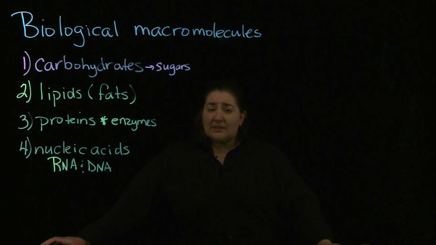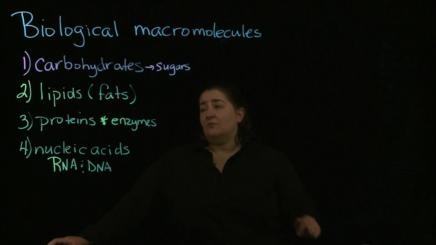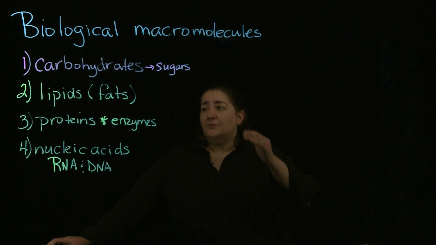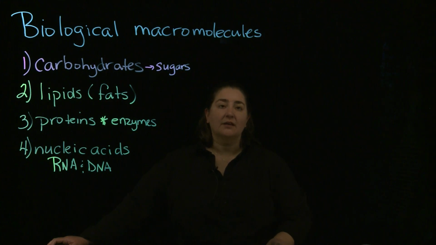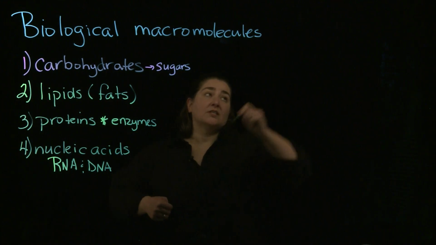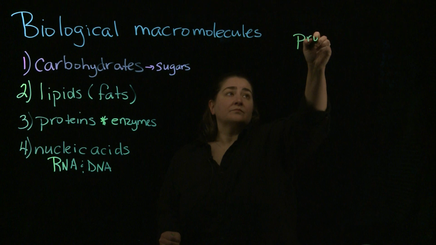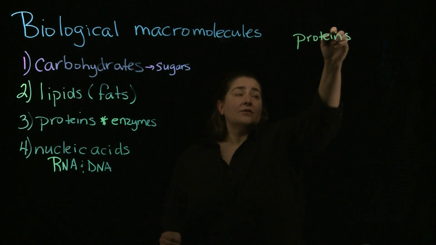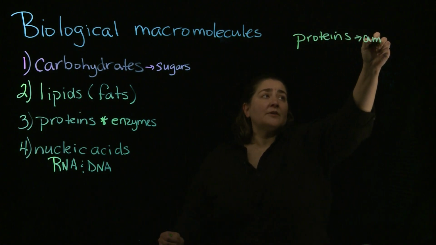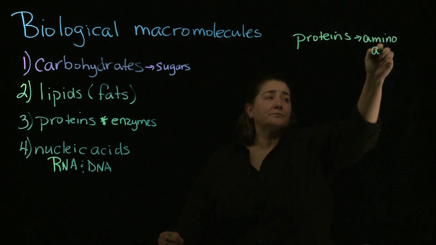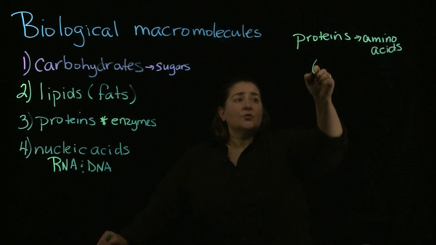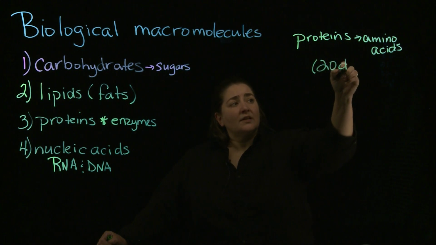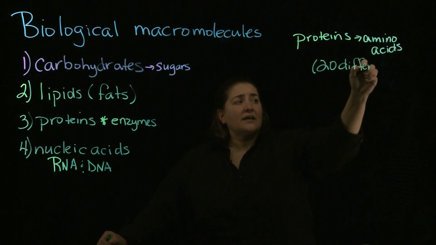All right, so this is going to be a continuation of our biological macromolecules. We covered fats. Next, we're going to move on to proteins, okay? In terms of those proteins, they're going to be made of amino acids. And in terms of amino acids, there are 20 different types of amino acids out there.